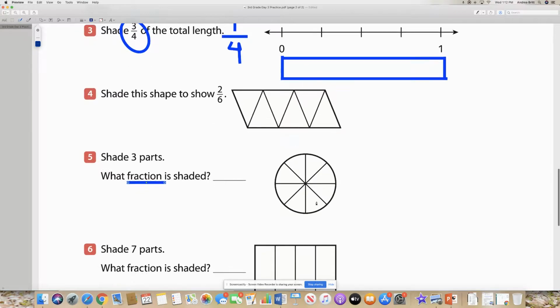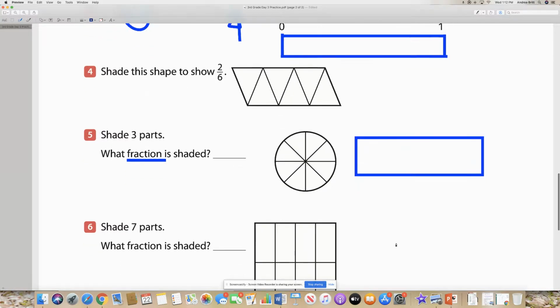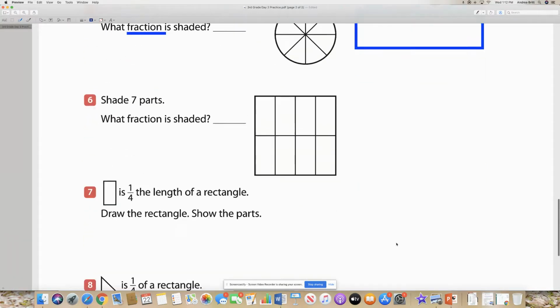Let me just tell you, for number 5, if you are drawing this out, you can use a rectangle. I never like to use circles. So you can draw a rectangle and then you can shade 3 parts. Count how many parts are in this. Make the same number of parts over here. It's just easier. For number 6, you're going to shade 7 parts.